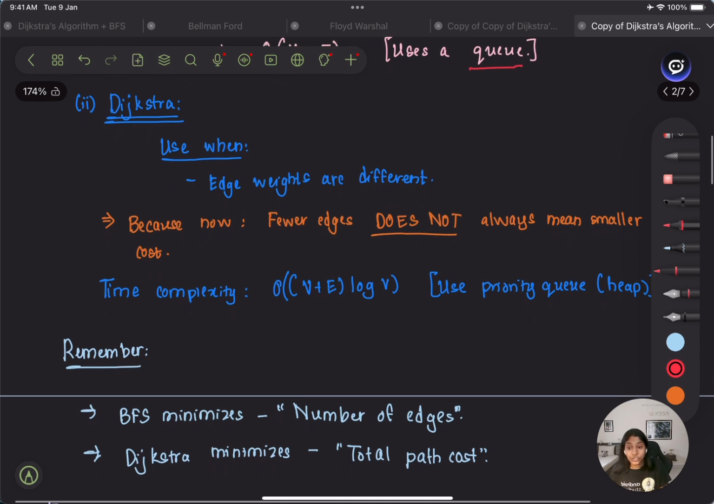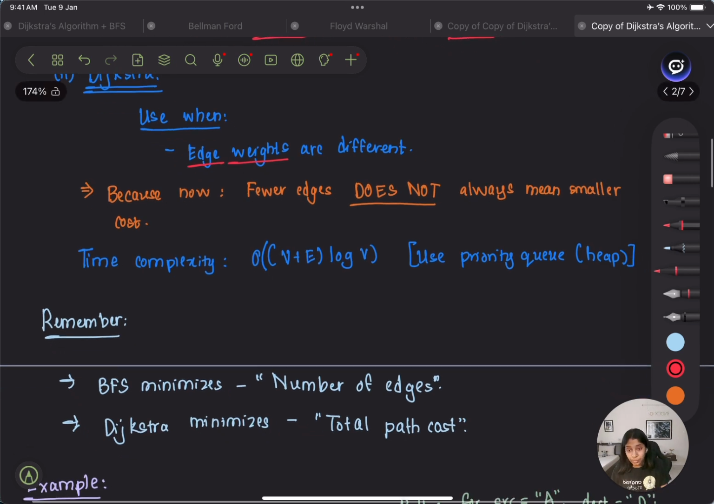And what's different in Dijkstra? We use it when our edges have weights. Why does it work? Because if I try to use a BFS approach, fewer edges does not really guarantee that I've taken the minimum cost to reach a node. Fewer edges does not always mean a smaller cost. And the time complexity is V plus E times log V.